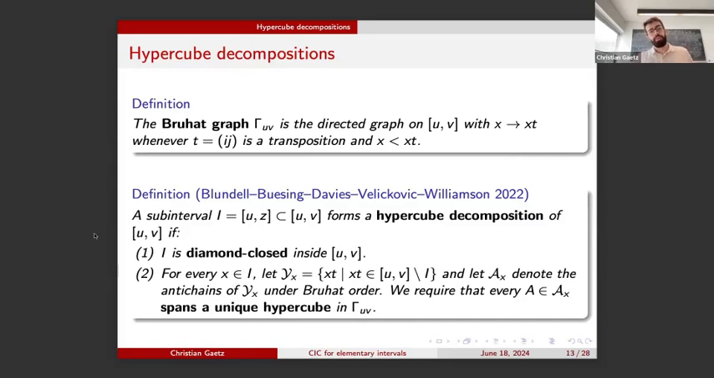Then the kind of most important condition is the second one. This says that if we look at an element x, which is in our subinterval, and we look at the set I of x, which is all of the arrows leaving based at x in the Bruhat graph, and if we look at a collection of those whose tops are incomparable in Bruhat order, then we're going to require these edges to span a unique hypercube subgraph of the Bruhat graph. Okay, and I'll give some pictures.